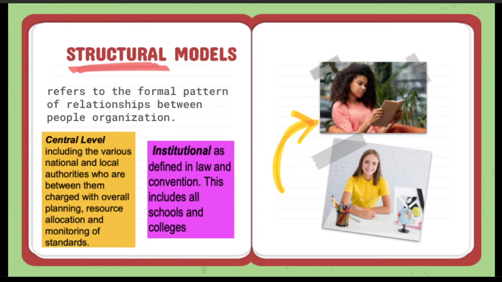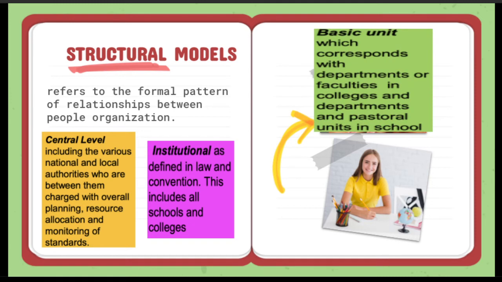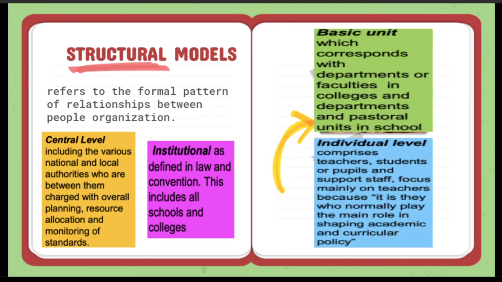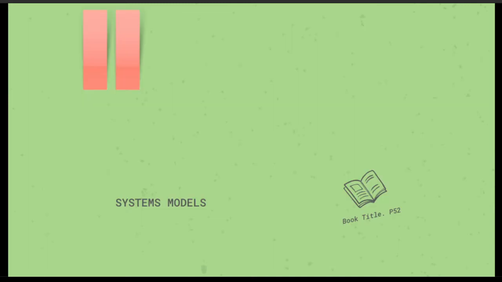For the institutional level, it is defined in law and convention. This includes all schools and colleges. For example, our institution is Quezon City High School. The basic unit corresponds with departments or faculties in colleges and departments and pastoral units in school. We have, for instance, the TLE department, English department. And we also have the individual level. These are the teachers, students, support staff, and it focuses mainly on teachers because it is they who normally play the main role in shaping academic and curricular policy.